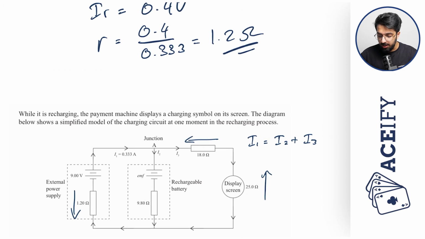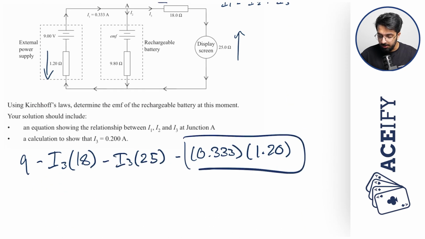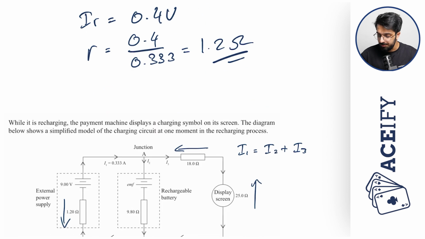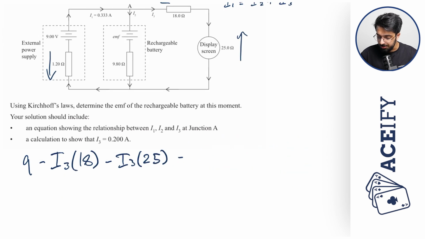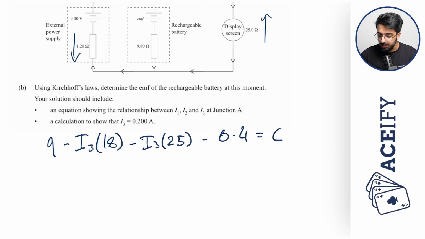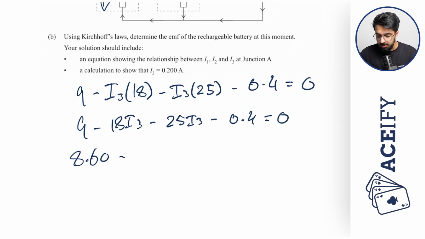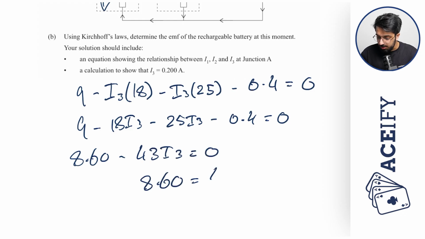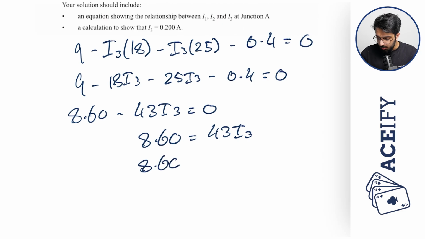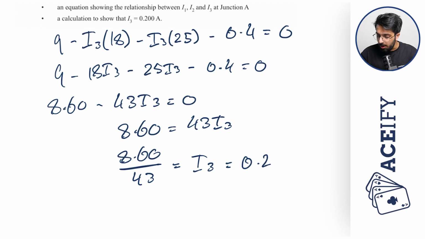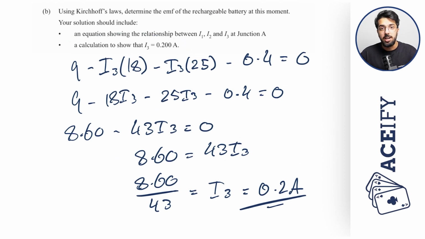And also, as we just found in the previous question, this value right here is equal to 0.4. So if we want, we can replace this value with 0.4, like so. And this all should equal 0. And so we get 9 minus 18 I3 minus 25 I3 minus 0.4 is equal to 0. And so 8.6 minus 43 I3 is equal to 0. 8.6 is equal to 43 I3. 8.6 over 43 is equal to I3. And so therefore I3 is equal to 0.2 amps. And so we've shown that the current I3 is 0.2 amps.